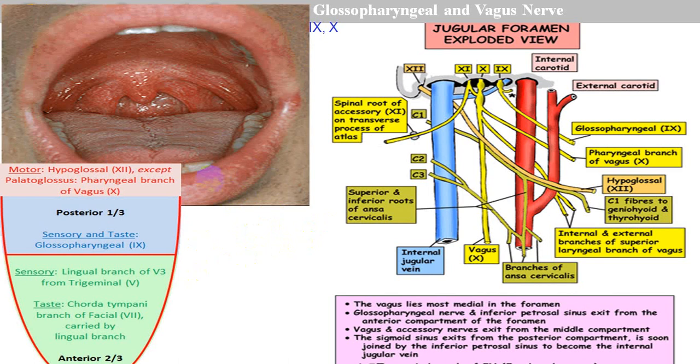One of the structures it supplies is the posterior one-third of the tongue, for sensory and taste sensation, and that is by the ninth cranial nerve, the glossopharyngeal, and motor supply is by the hypoglossal. The anterior two-thirds of the tongue is supplied by the seventh cranial nerve, the chorda tympani branch of the seventh cranial nerve, but it combines with the lingual branch of the mandibular division of the trigeminal nerve. We'll be discussing this further as we go through.